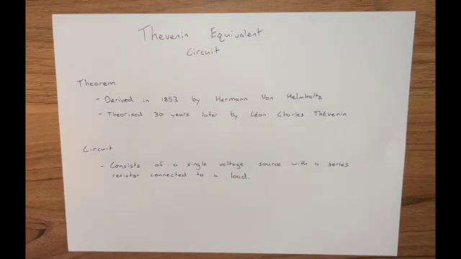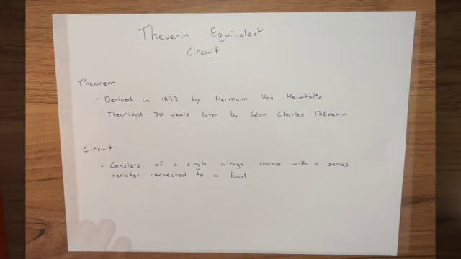The Thevenin equivalent circuit. Thevenin's theorem was derived in 1853 by Hermann von Helmholtz and independently theorized 30 years later in 1883 by Leon Charles Thevenin, an electrical engineer in France. Thevenin's equivalent circuit is a circuit consisting of a single voltage source with a series resistance connected to a load.